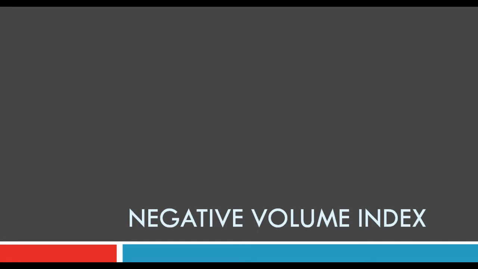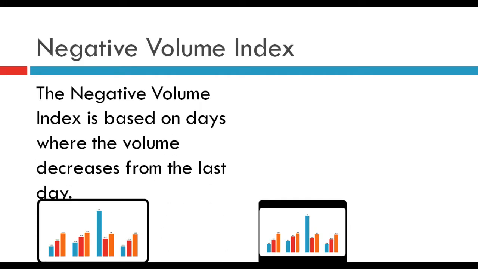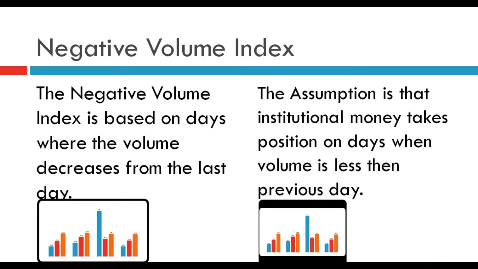Negative volume index. Now the negative volume index is based on days where the volume decreases from the last day. The assumption is that institutional money takes position on days when volume is less than previous days. Now this is an important assumption.